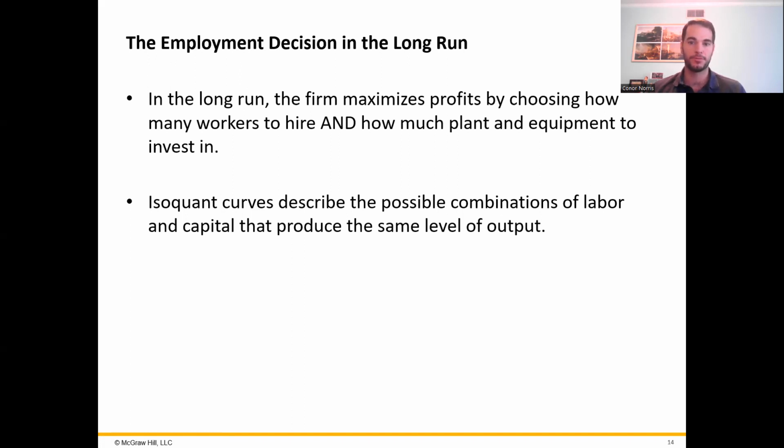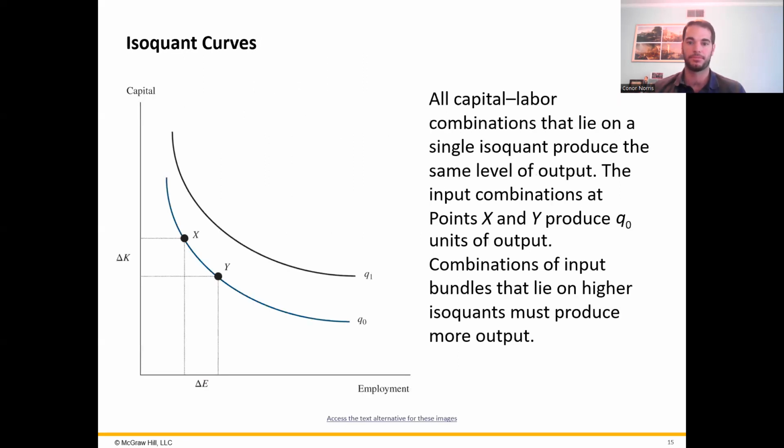To help us understand how firms make these decisions, we use something called isoquant curves. These curves show the different combinations of labor and capital that produce the same level of output. For example, a pizza shop might be able to make 100 pizzas in a day by hiring more workers and using less equipment, or by investing in better ovens and hiring fewer workers. Both of those can result in them making 100 pizzas a day. So the isoquant curve helps us see all the different combinations of capital and labor that firms can use to produce the same amount of pizza, or any product.